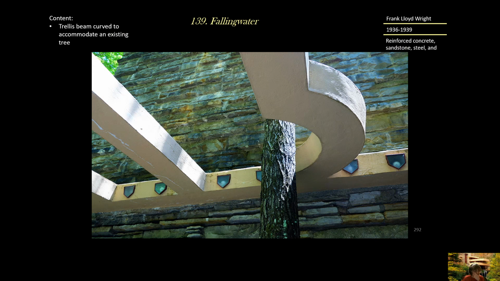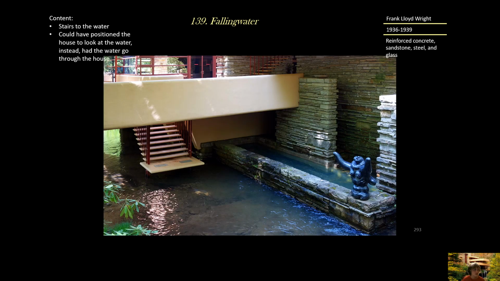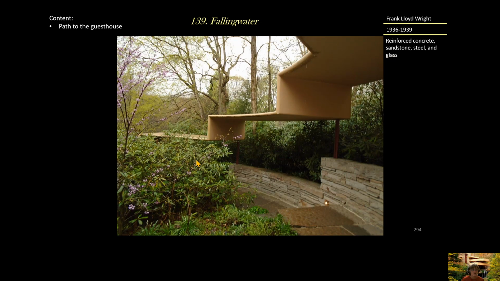He was so specific here that the trellis, which is also made of concrete, had to be curved to accommodate an existing tree. The epitome of making this fit in with nature, like the Japanese. And then we have stairs here that go down to this lower landing where you can step into the water. The house sits over the water, so as the water flows down, you can see it behind me, it flows through the house into Bear Run Creek.